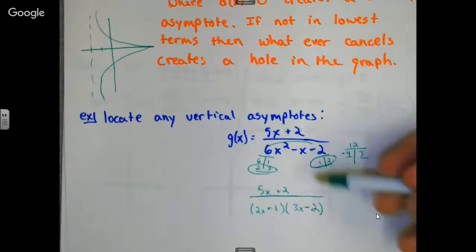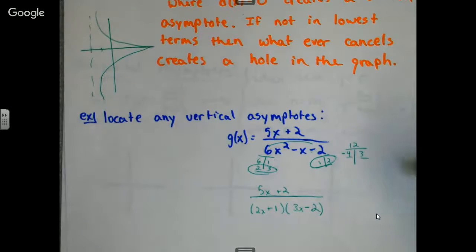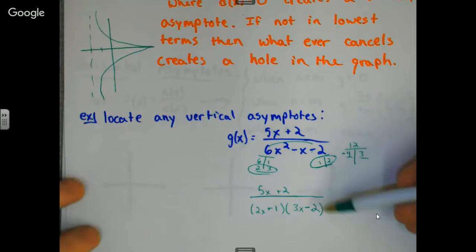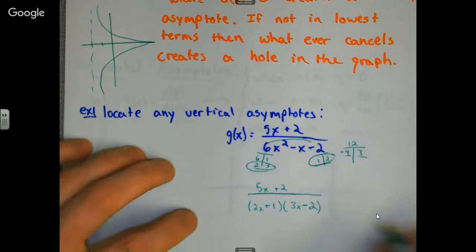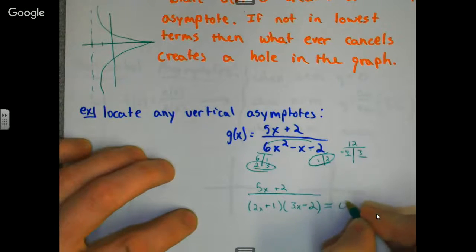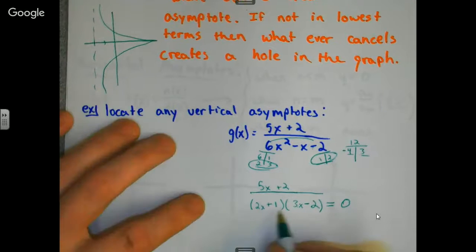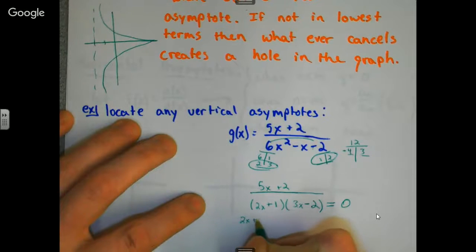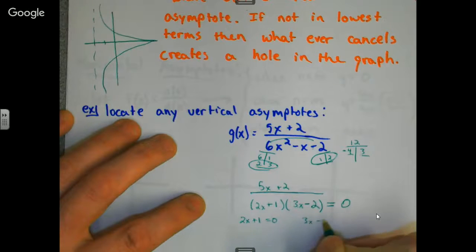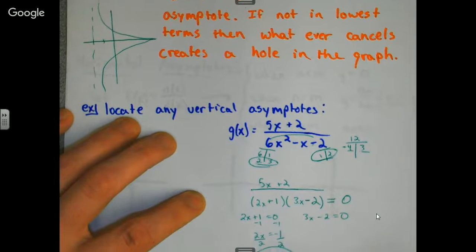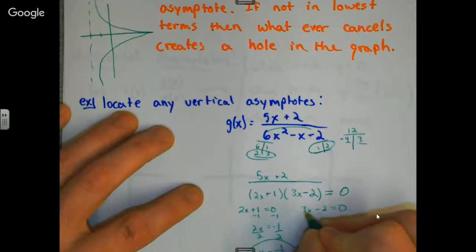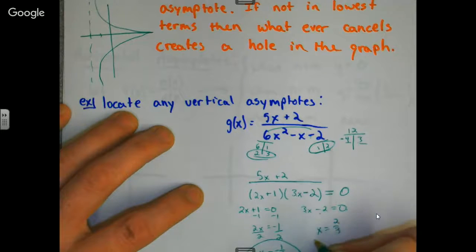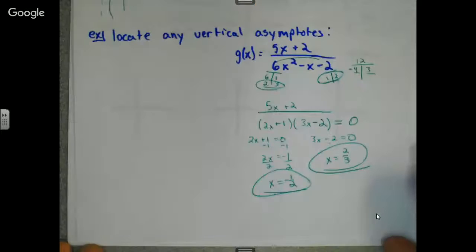So the reason I do this is because it has to be in lowest terms, which it is. So then my vertical asymptotes are when these equal 0. Okay, it's just your domain. So we'll say 2x plus 1 equals 0, and 3x minus 2 equals 0. So I'll subtract 1. 2x equals minus 1. Divide by 2. X is minus a half. There's one vertical asymptote. And add 2, divide by 3. So x is 2/3 is another vertical asymptote.